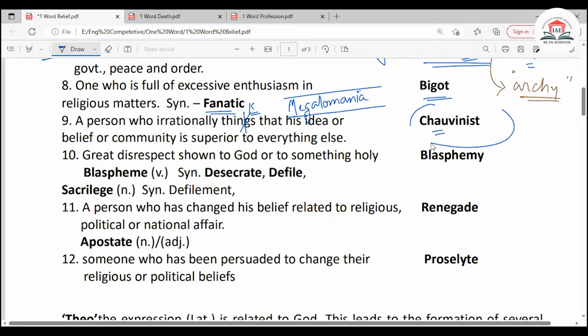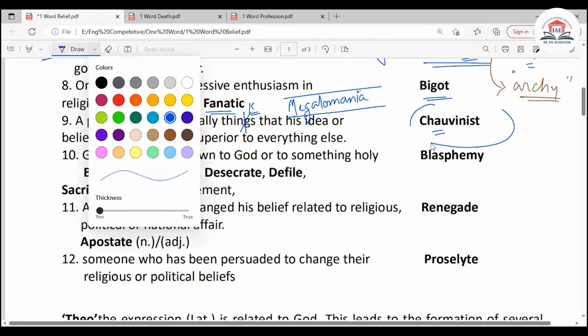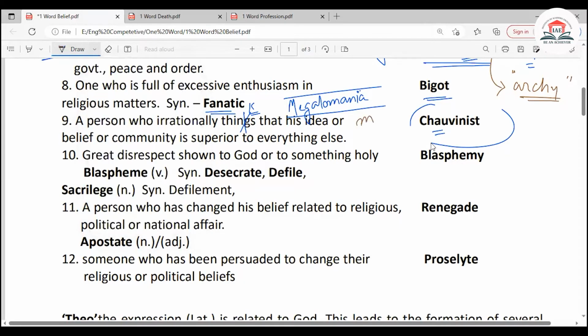Like if I think that I'm the person who understands English as well as anything, I'm the best person to understand and explain English, then I will be called a megalomaniac, right? Now see, mania. This is a suffix here. So what do you mean by the word mania?